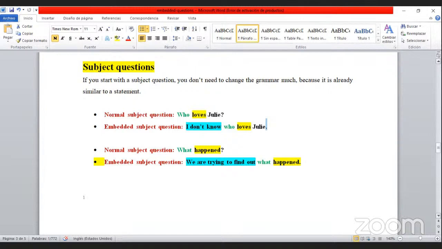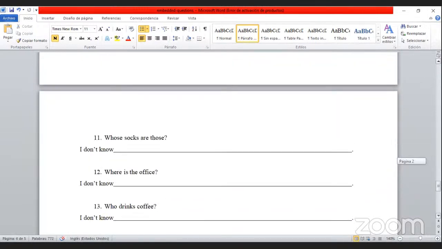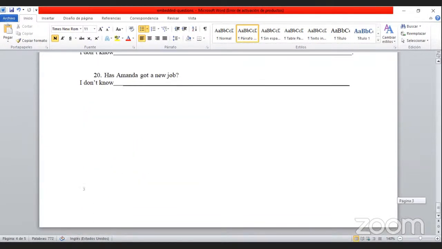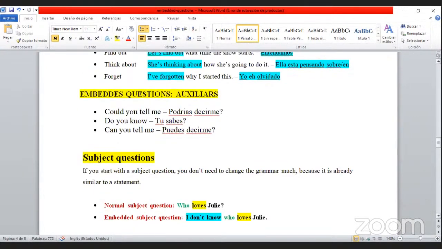Okay? But for example, this weekend, if you have time, you can practice with all of these exercises, okay? I think these are like 20. And if you have some doubts, we can clear up the doubts on Monday, okay?